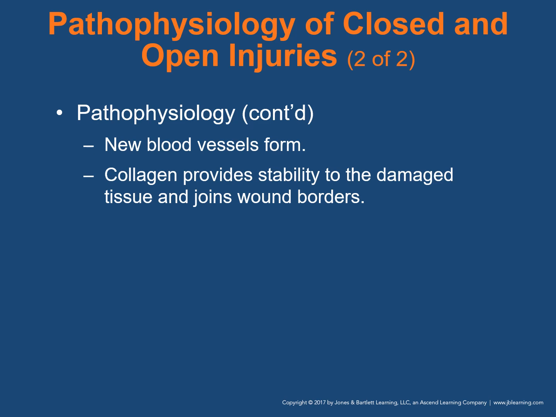In the last stage of wound healing, collagen provides stability to the damaged tissue and joins wound borders, thereby closing the open tissue. Collagen is a tough, fibrous protein found in scar tissue, hair, bones, and connective tissue. Collagen cannot restore the damaged tissue to its original strength.